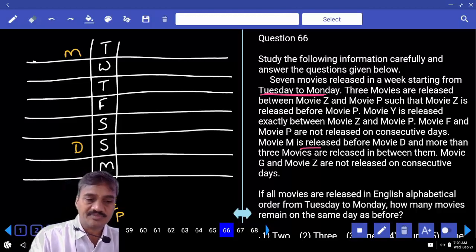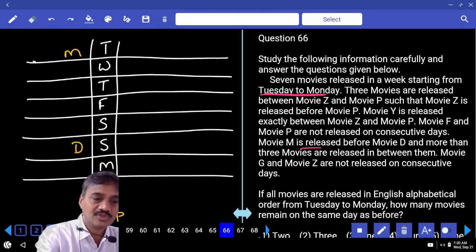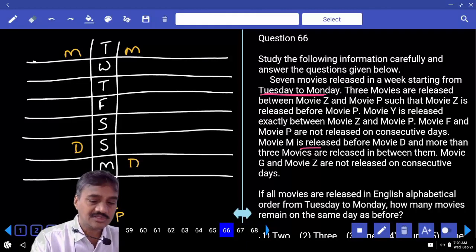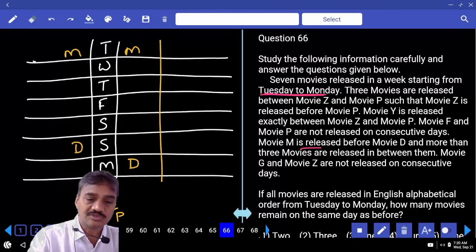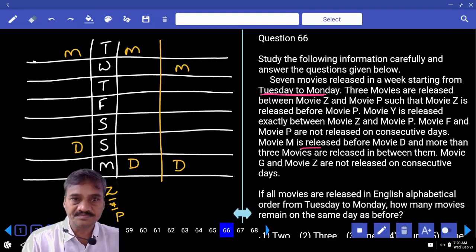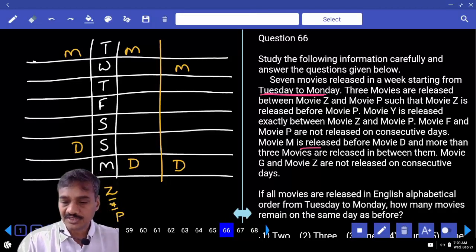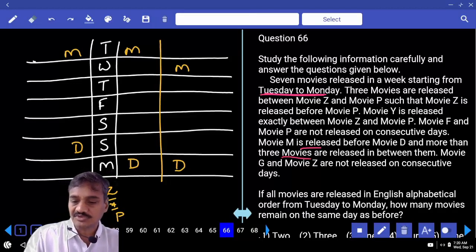And what is the other possibility we have? M is at this place and we can have D at this place. And what is the next possibility we have? M is here. Obviously D must be here. Then next one, more than 3 movies are released in between them. Movie G and Z are not released on consecutive days. Then what is the other possibility we have?